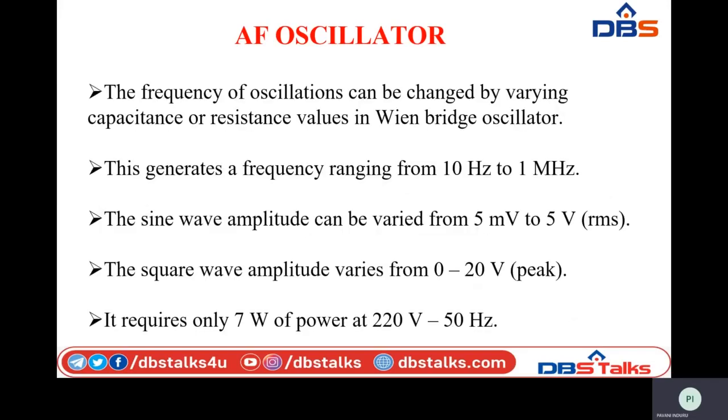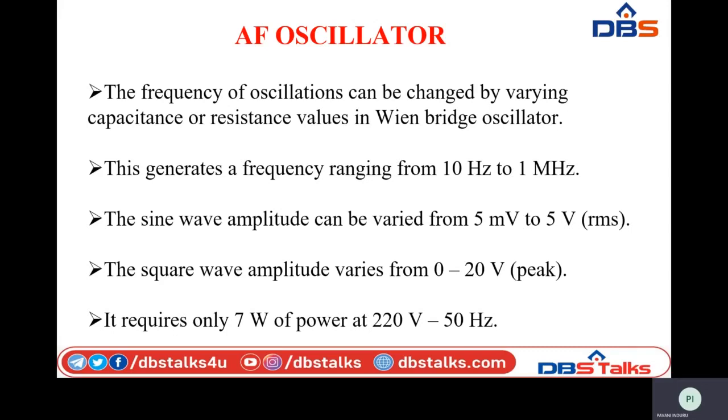So this is how the AF oscillator is capable of generating a sinusoidal waveform as well as a square waveform. If you look at the parameters, the frequency of oscillations can be changed by varying the capacitance or resistance present in the Wien-Bridge oscillator. Just now we have discussed that it consists of a resistance and capacitance network. So by altering either the resistor value or the capacitance value, we can alter the resonant frequency of the Wien-Bridge oscillator, and hence we can control the frequency of the output coming from it.